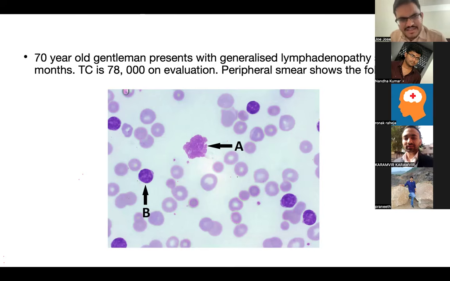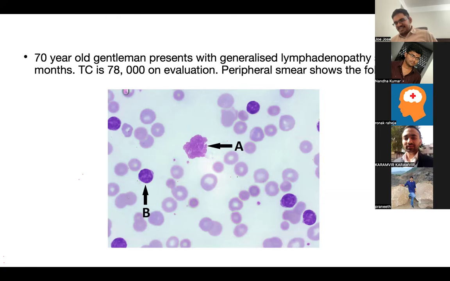Along with the age, the generalized lymphadenopathy and the total count, this is looking like a CLL, right? Yes. Now, what is the definition of CLL? How will you diagnose it? It's a chronic lymphoproliferative disorder with mature lymphocytes seen. What is the diagnostic criteria? Be very specific. Monoclonal lymphocyte proliferation of greater than 5,000 cells or 10,000 cells.